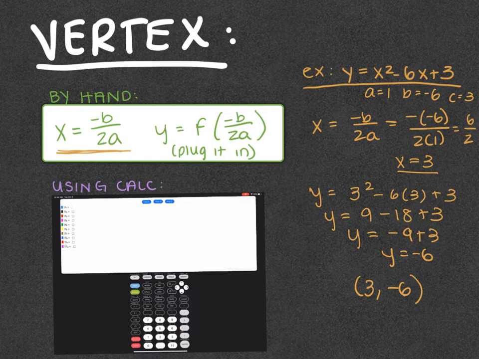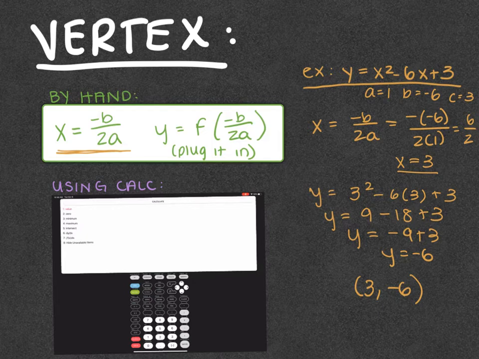You can also find the vertex using your calculator. The first thing we're going to do is go into y equals, and then type in the equation. So we've got x squared minus 6x plus 3. And then we're going to hit the graph button. You can see here that my window's way off, so I'm going to go into zoom and then hit zoom standard, and that gets it back to normal. If you still couldn't see it, you could hit zoom and then either zoom in or out depending on what you needed to do. Next, we're going to go into second and then calc.